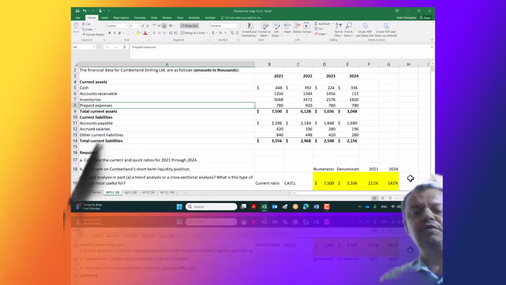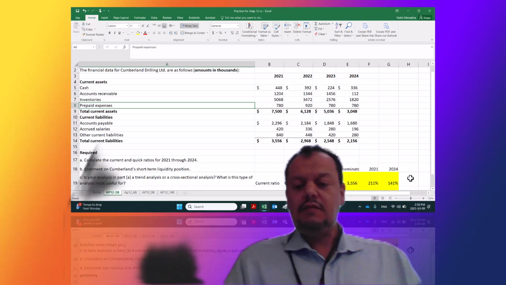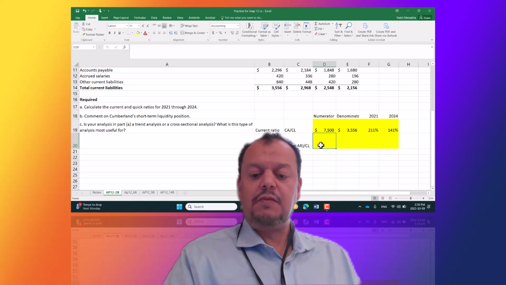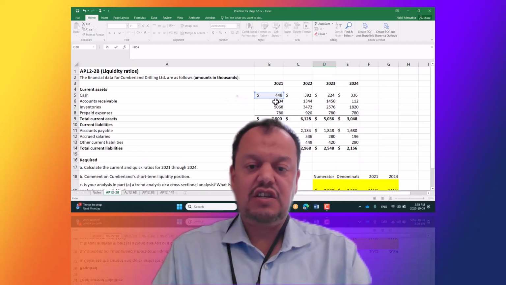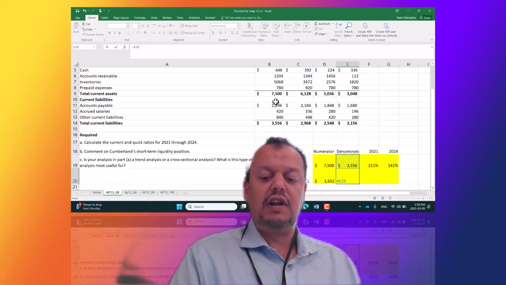So the quick ratio is going to take only the quick element of the current assets, cash and accounts receivable, divide them by the current liability, and see what percentage of the current liability is covered by quick assets, which means those elements of the assets that could be quickly converted into cash. So let's do it. For 2021, the numerator for the quick ratio is cash plus accounts receivable. The denominator is the same, always the full current liability is used.